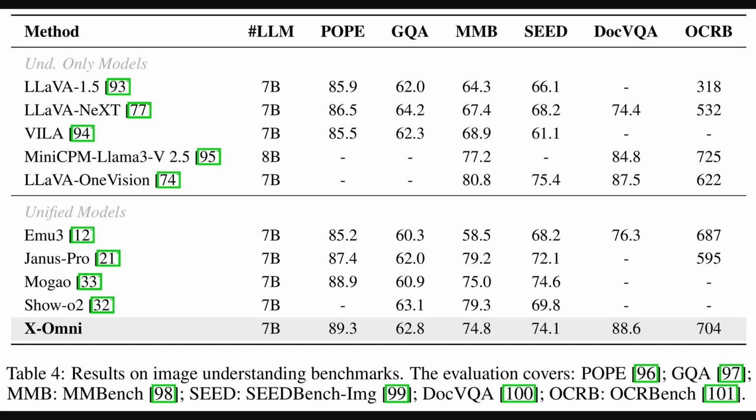Now, while the main improvements are in generation, it's important to see if that comes at a cost to understanding. This table answers that question. It compares X-Omni against other models on a suite of image understanding benchmarks. We can see that X-Omni achieves results comparable to other top unified models like Show-o2, and it significantly surpasses earlier works. What's especially notable is its performance on OCRBench, a benchmark for reading text in images. Here, it scores a 704, which really complements its strong text rendering ability.